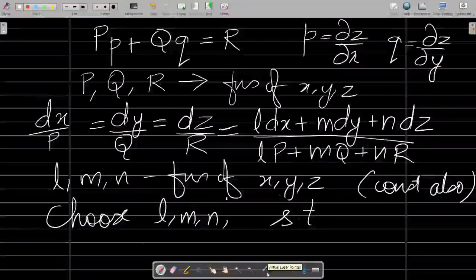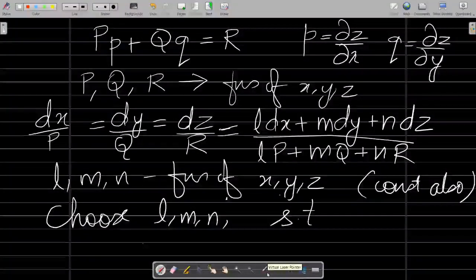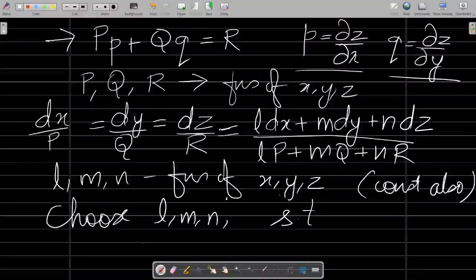In this video, we will be discussing the use of Lagrange multipliers to solve linear partial differential equations. So let's consider a partial differential equation of the form Pp plus Qq equal to R, where small p and small q stand for ∂z/∂x and ∂z/∂y respectively. Now, capital P, capital Q, capital R can be any functions of x, y, z.